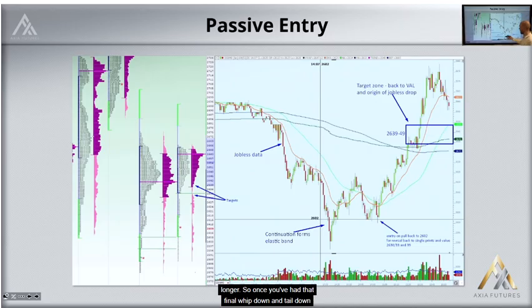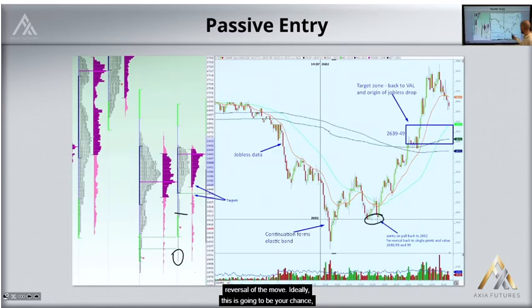So once you've had that final whip down and tail down here, we then get this type of move. Once you start seeing clear absorption here, the market holds and holds and holds. Yes, it is creating a bit of a bad low, a bit of a ledge. But what you can then look at is you either have a tight risk to play from here, or you've then got the next leg back up when you get back above 25 to then play for the final move back up into range, which is what you then get here, giving you a target of back to value and back to where the jobless data first came out. So it's a full reversal of the move.